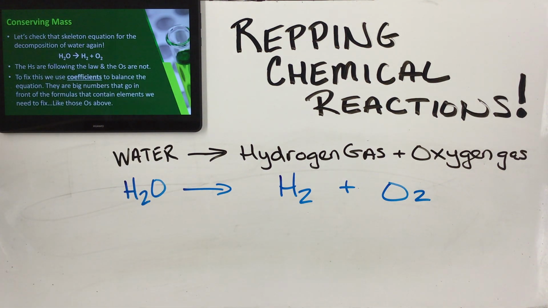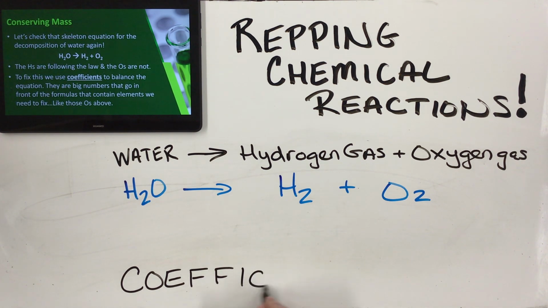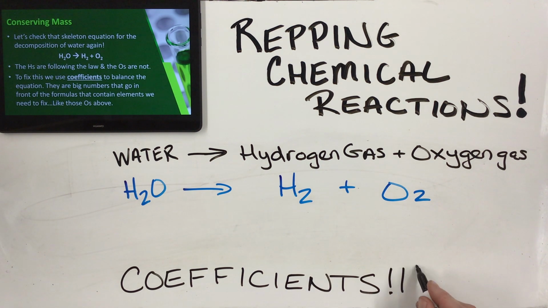And what we do to fix it is we use coefficients. I'm going to put coefficients in giant letters down here. The reason for that is every so often somebody will use a subscript. Look, 3 exclamation marks. That means coefficients are really, really, really important. Don't mess around with them, all right? They're the big numbers, and they go in front of formulas, all right?